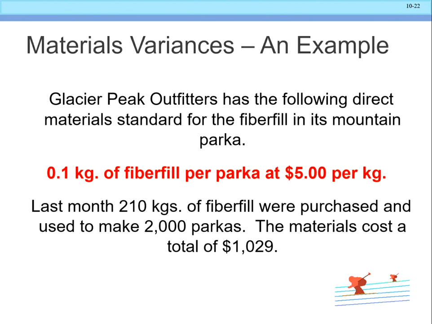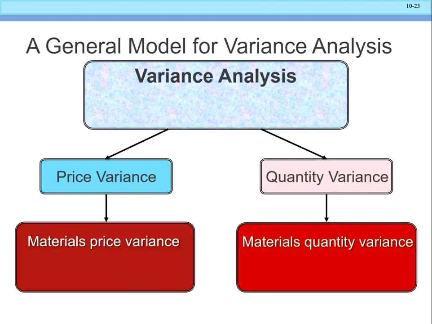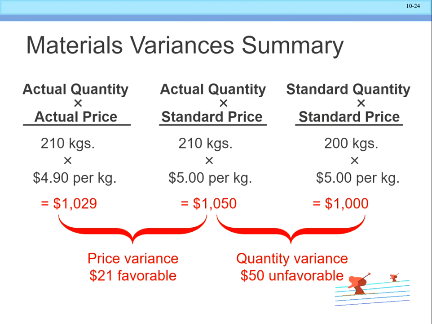According to our plan, we should use 0.1 kgs to produce one parka, and we pay $5 per kg of fiber fill. So 0.1 times 5 gives us 50 cents per unit of parka. The parka is the final product. So multiplied by 2,000, we should have spent 1,000, but we have spent 1,029. So we want to find out what went wrong. Okay, so we start with the price variance.